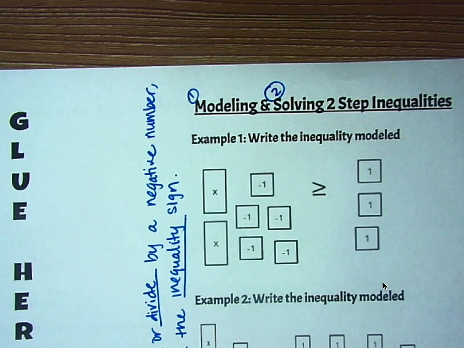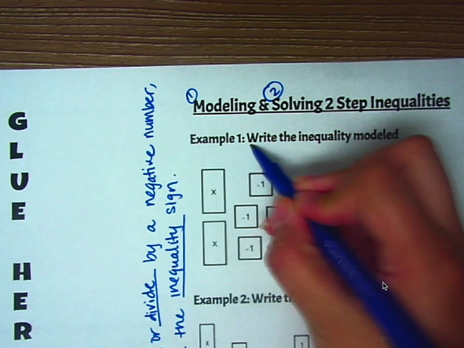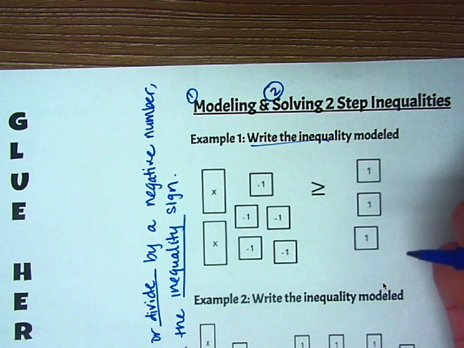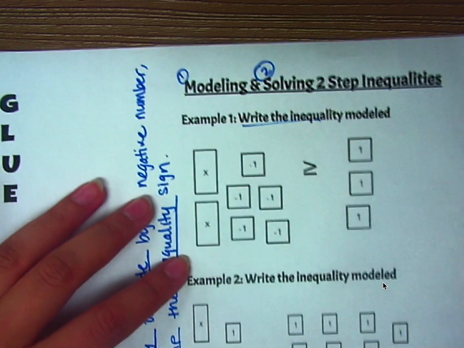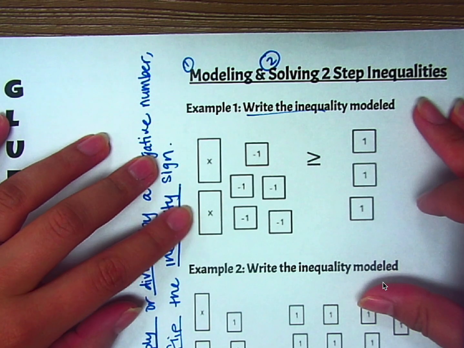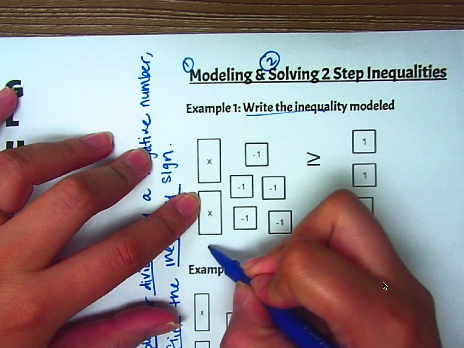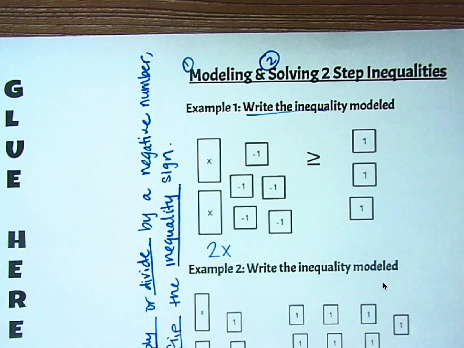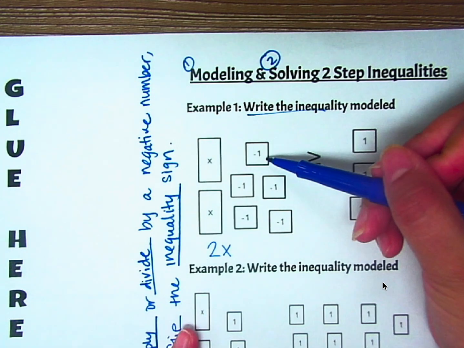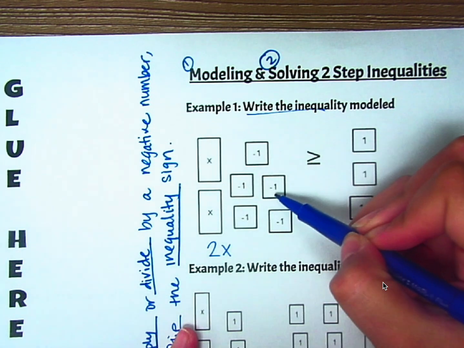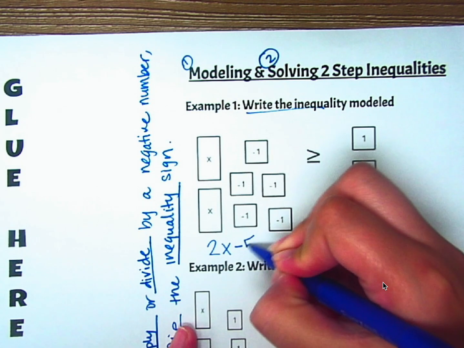Example 1 says write the inequality modeled. So they're giving us the model, they're giving us the picture, right? So we just have to make the inequality. We just have to count. We're going to count our x's. We have 2x. We're going to write 2x. We're going to count our boxes. It's 1, 2, 3, 4, 5. If you notice, there's a little negative sign in there. So it's going to be -5.